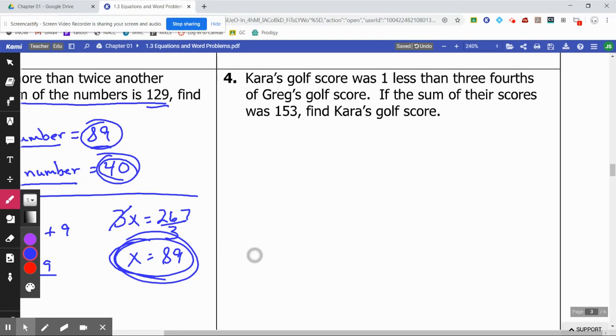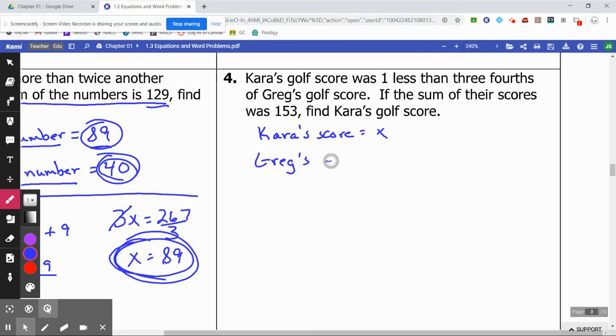We have two different unknowns. We have Kara's score and Greg's score. The sum of their scores is 153, and that's very simple to define one in terms of the other. Because if they add up to 153, if we have one of the scores, we can subtract it from 153, and we have the other score. So we'll say Kara's score, we're going to let Kara's score equal x.